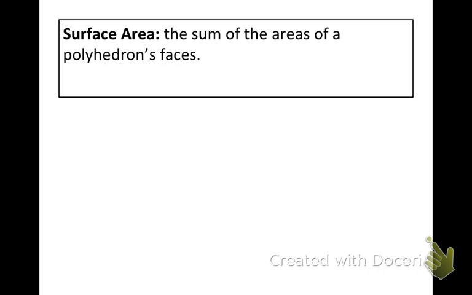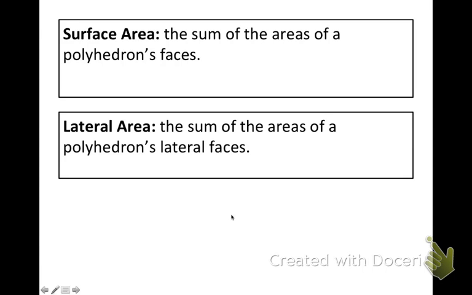How do you think you would find lateral area? What faces would you take away if I was just looking for the lateral area of this shape? The 2 bases, right? The 2 bases. So the lateral area comes from the sum of the areas of the lateral faces. Okay? The lateral area is the sum of the areas of a polyhedron's lateral faces.